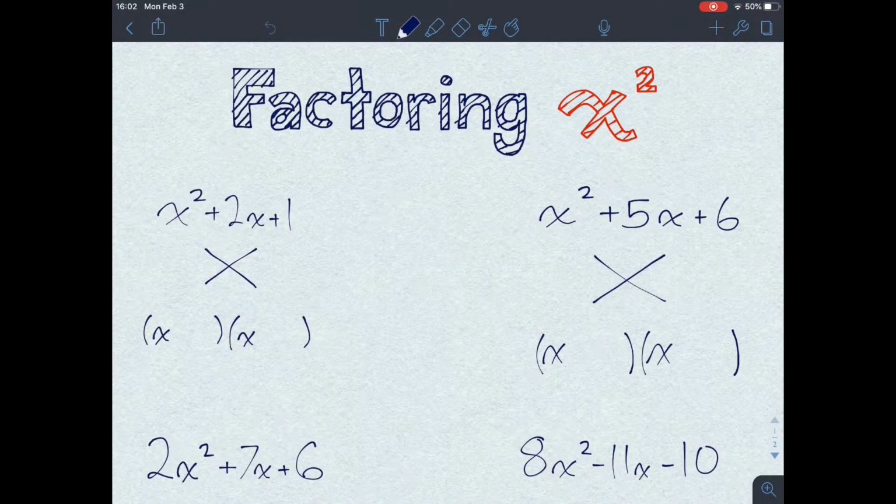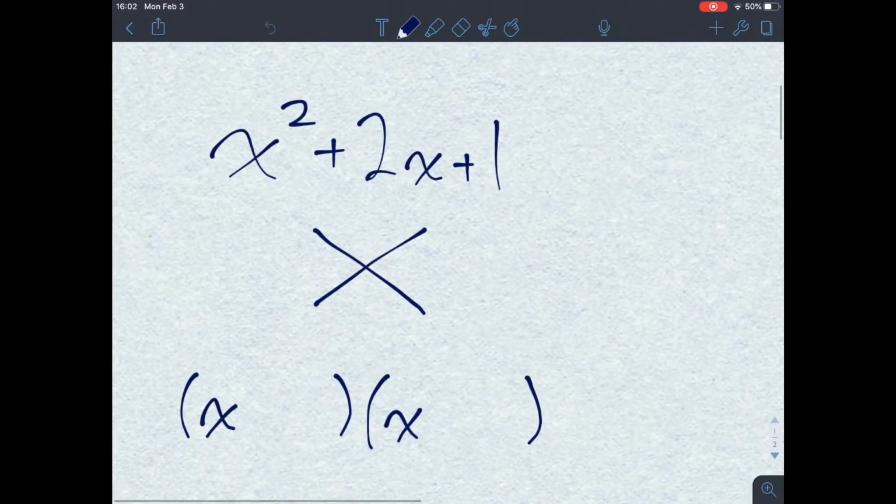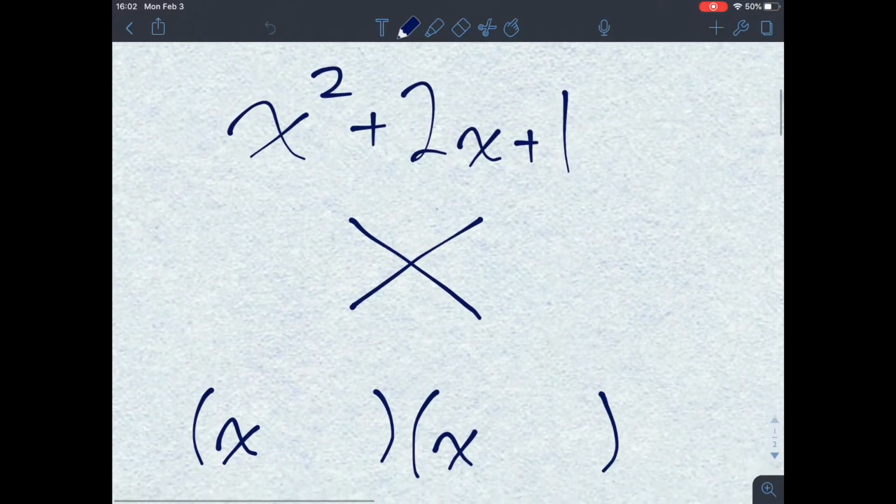Today we're going to be factoring quadratic equations. So let's start with a couple examples. This is an easy one. X squared plus 2x plus 1.